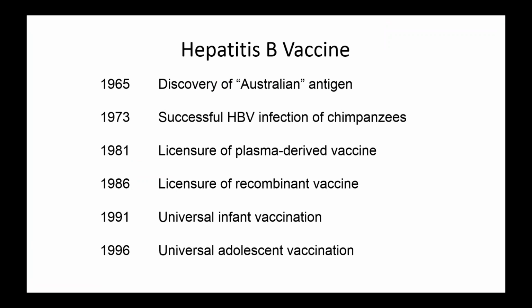The hepatitis B vaccine: the Australian antigen, later known as the S antigen, was first discovered in 1965. This was later used to form vaccines in the early 80s, and the recombinant vaccine, which is what we use currently, was developed in 1986. Universal infant vaccination went into effect in the United States in 1991, as did universal adolescent vaccination in 1996.